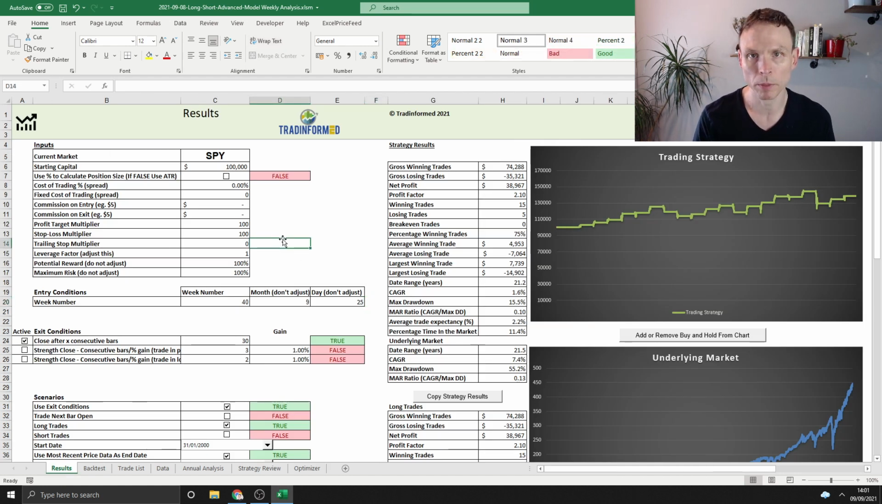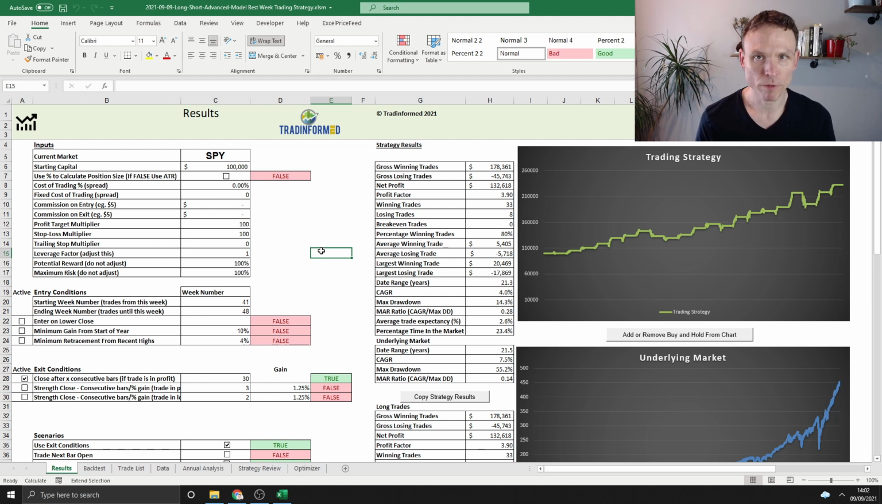In a moment, I'm going to show you the next version of the model, which is based on the same template, but it goes into more detail and turns this analysis into something closer to a trading strategy. So stay tuned for that.